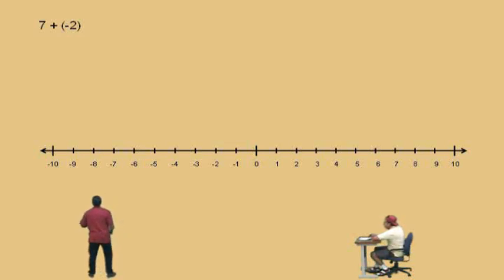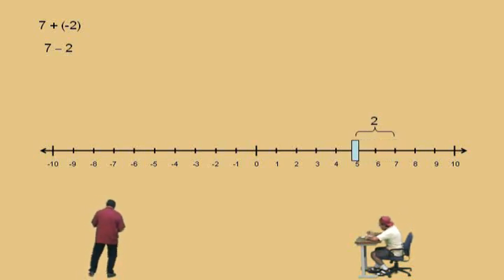Here we go. 7 plus a negative 2, Charlie. 7 plus a negative 2 is the same as doing what? 7 subtract 2, right? Okay, Charlie, what is 7 subtract 2? 5. Very nice. You can't miss that one. Don't forget to box your answer here.